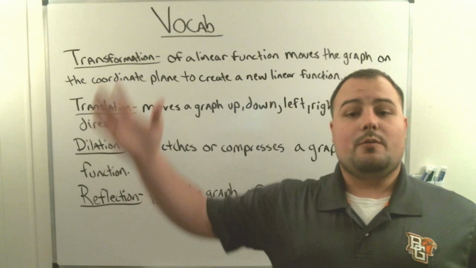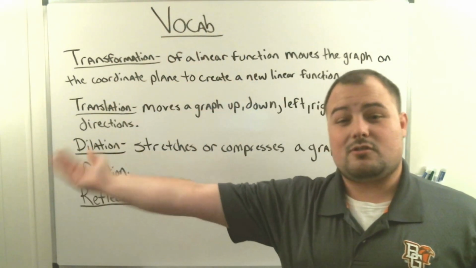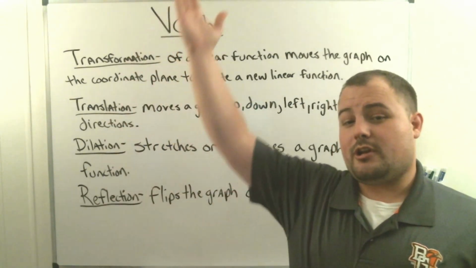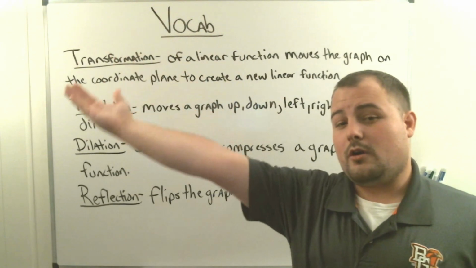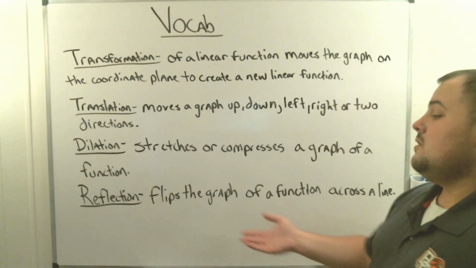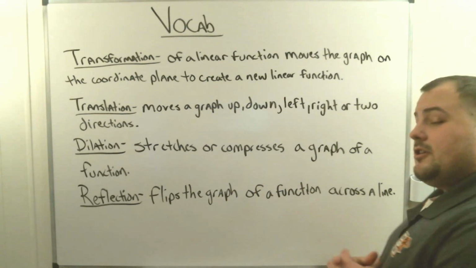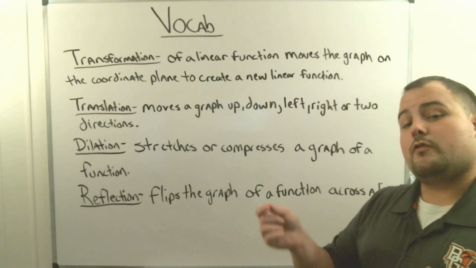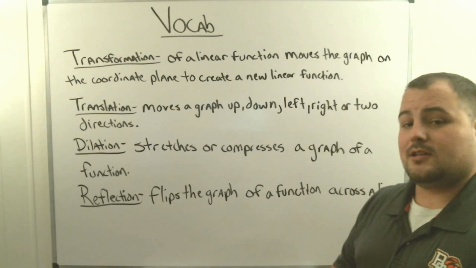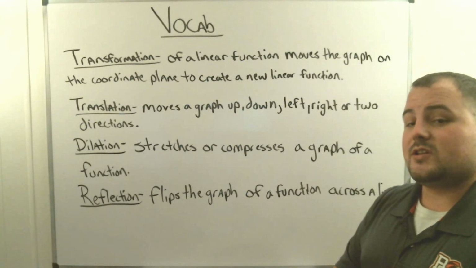Now a stretch usually brings it closer to the y values, or we can stretch it out towards the x values. We have reflections. It's going to flip the graph of a function across a line. So it can reflect it over the x-axis or over the y-axis. And that's what we're going to be doing in this lesson. So these are the different types of transformations that we're going to be doing.